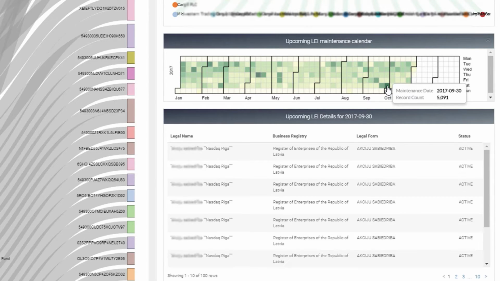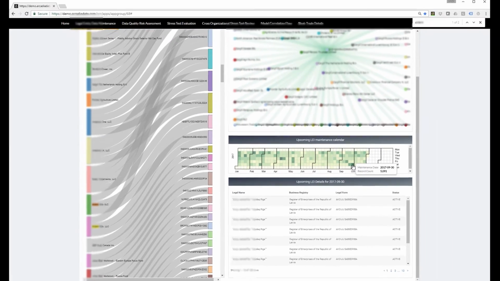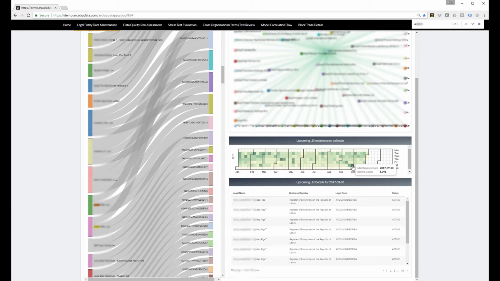Because Arcadia Data connects directly to the raw data, one can explore it in multiple dimensions. In this video, we just showed 3 examples of pulling value out of big data: legal entity relationships, insight into counterparty risk, and resource planning.